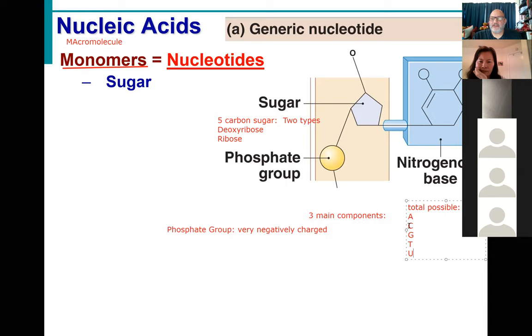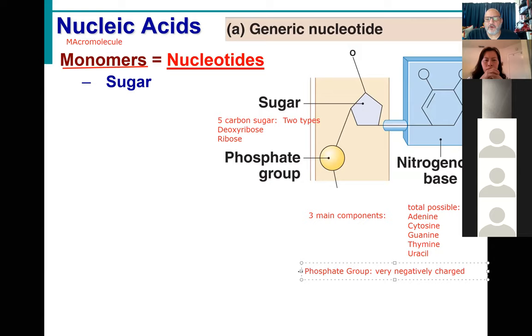Cytosine, guanine, thymine, and uracil. Five possible bases. You take one of these bases, you take one of these two sugars, you slap a phosphate on it, and you get what we call a nucleotide. You get one of the building blocks necessary for producing nucleic acids.